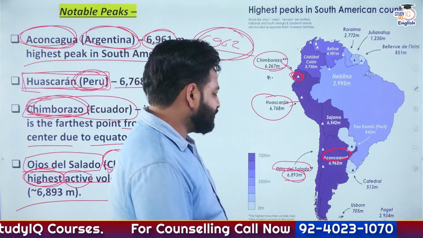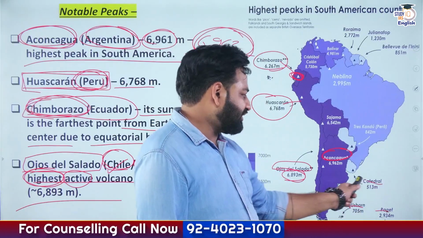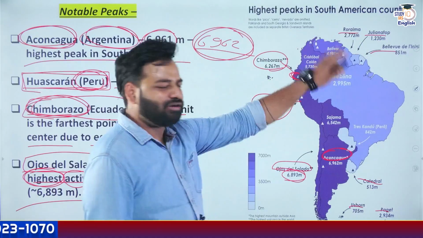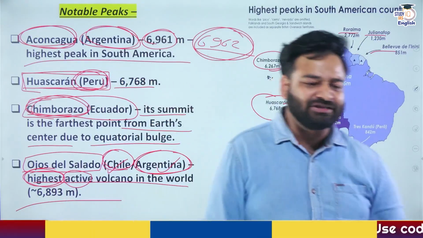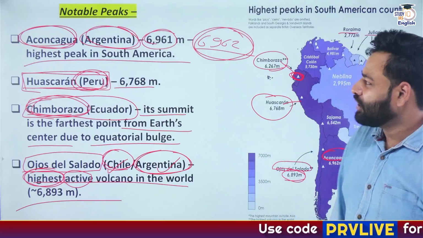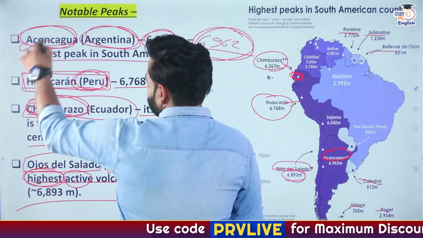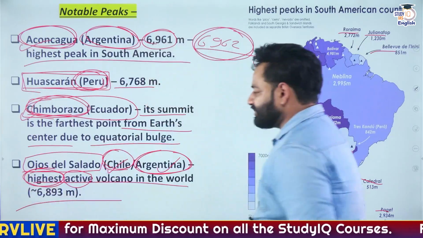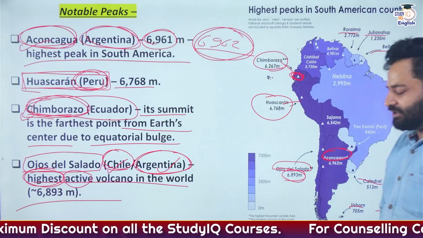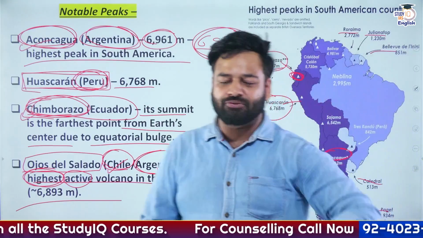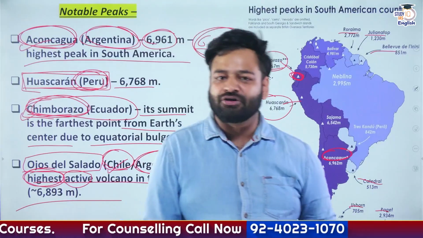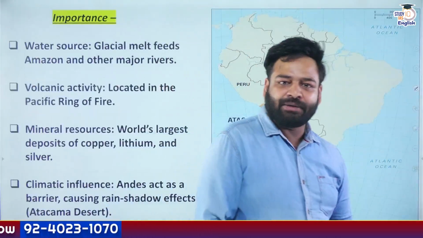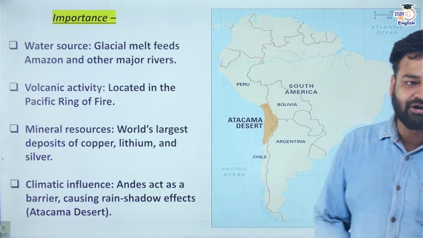We have some other peaks as well, like Osborne, Puget, Cathedral, Belleville, Julian Top, Roraima, but they are not that prominent. The most prominent ones are here, the four: Aconcagua, Huascaran, Chimborazo, and Ojos del Salado. So these are the most important, the notable peaks or mountains or summits of South America, right?